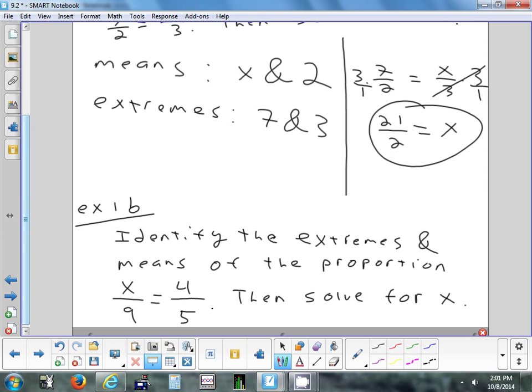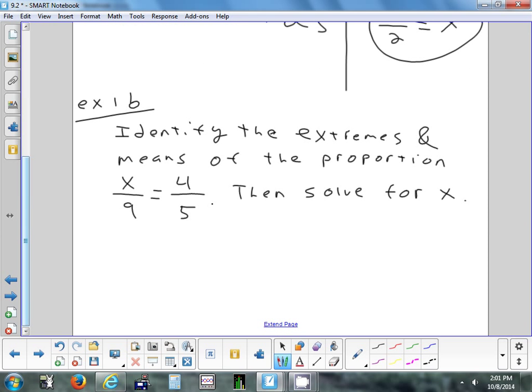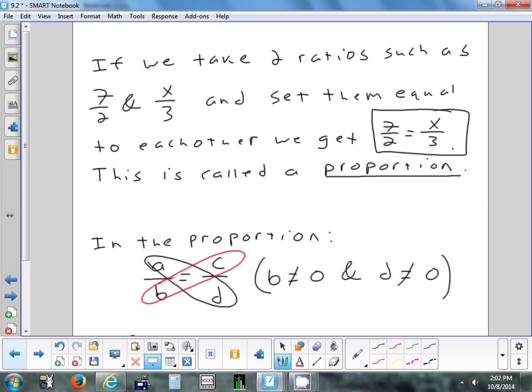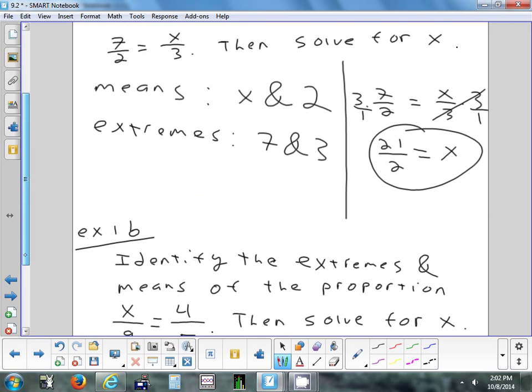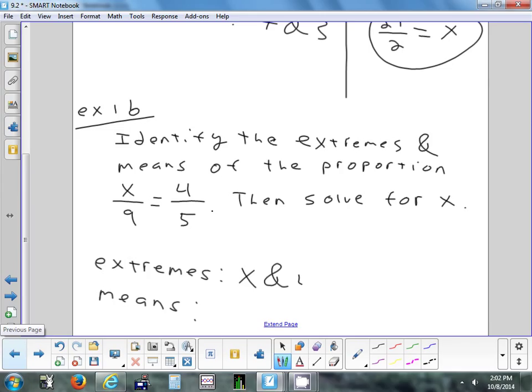Okay, let's try another one of those. Identify the extremes and the means, and then we're going to solve it. Okay, let's start off with the extremes. What are the extremes here? Yep, Dominic? X and 5. Extremes always start in the upper left, okay, and they go to the lower right. Those are your extremes. Good job. What are the means here? Yep, Laura? 4 and 9. Very good.